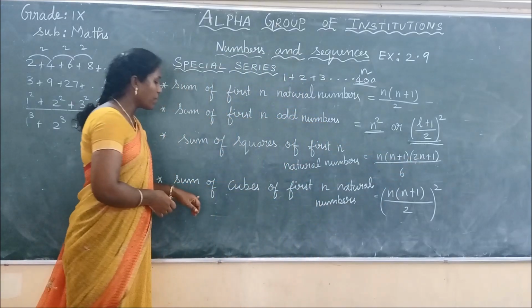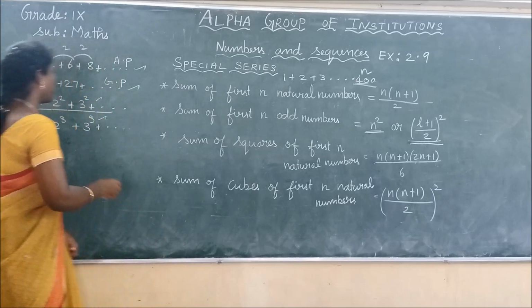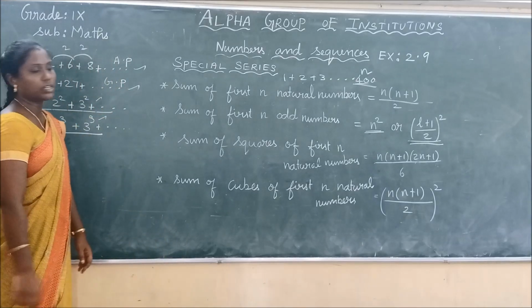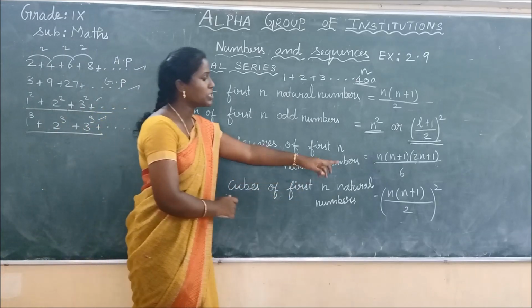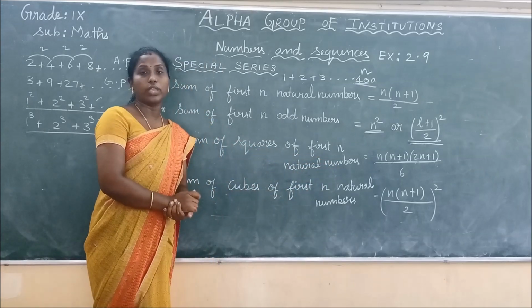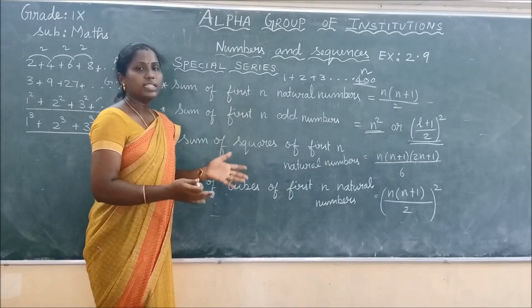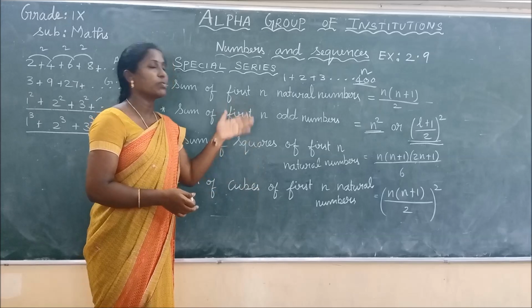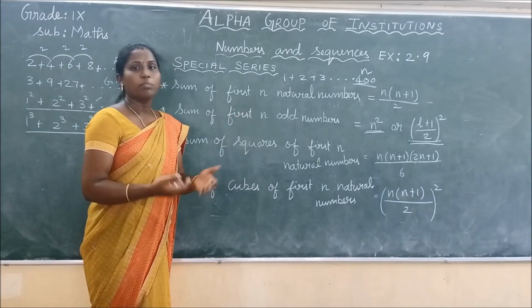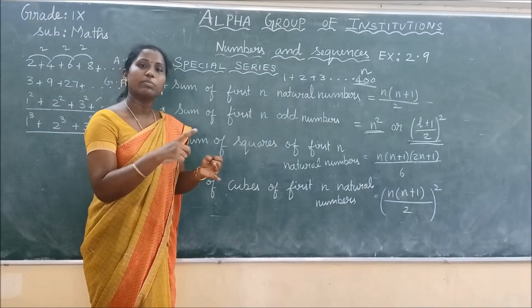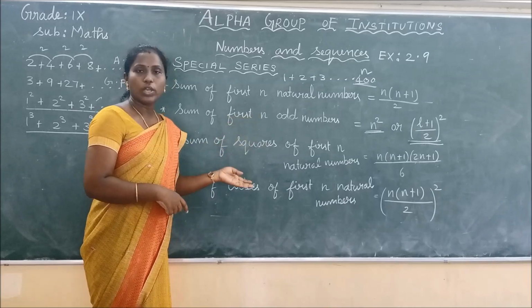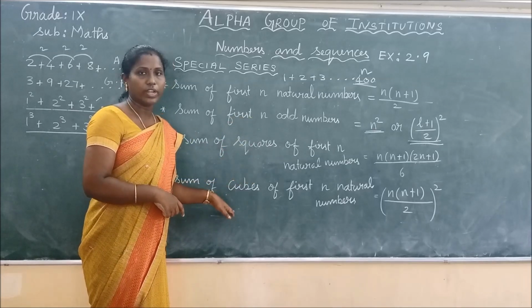Next one, the sum of cubes of first n natural numbers. If you are adding the cubes of natural numbers, the formula is n into n plus 1 by 2, the whole square. Okay. The special series, in this exercise the problem will lie in at least one of these conditions. Maybe it may be a sum of natural numbers, or it may be odd numbers, or squares of natural numbers, or cubes of natural numbers.